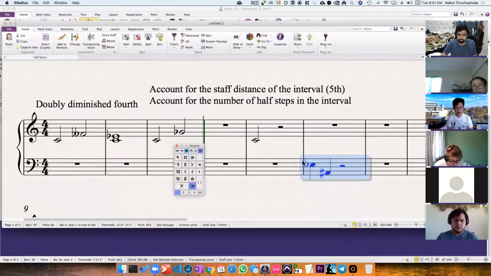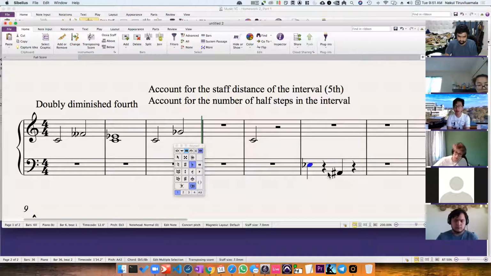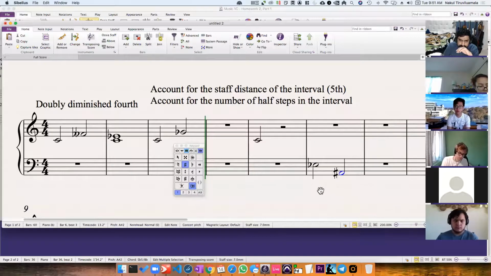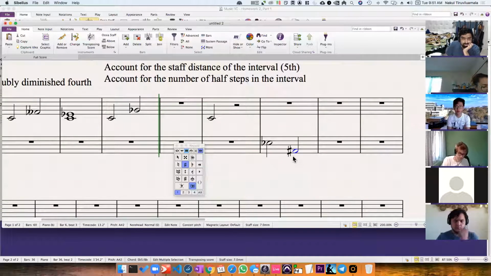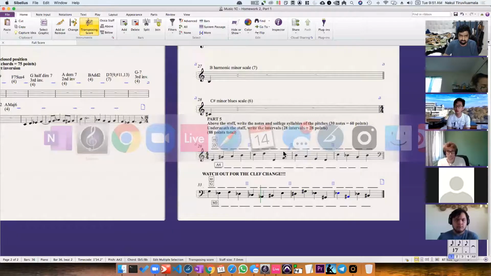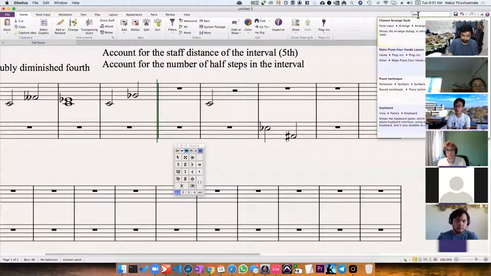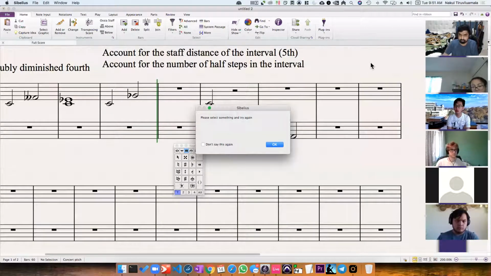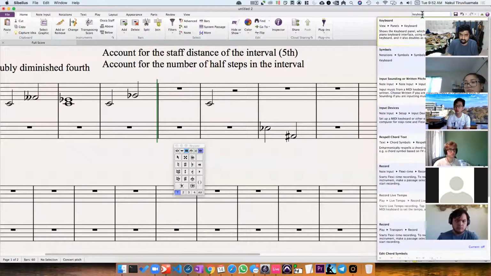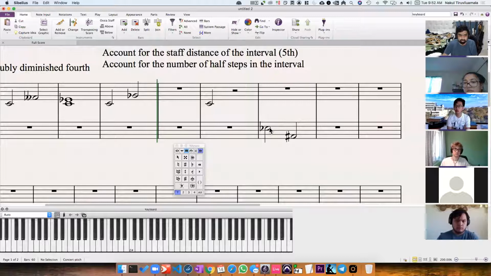Okay, so what we have is this. So in this particular situation, the staff distance of this interval is a fifth. That's known. I guess if we're actually trying to count the half steps in this, sorry, give me a sec. I'm using the wrong ribbon. Okay. I'll try to pull up the keyboard here so you can see what I mean.